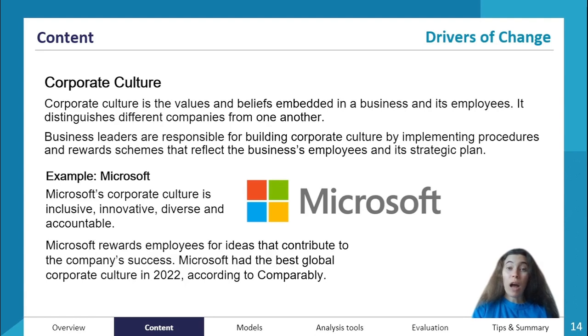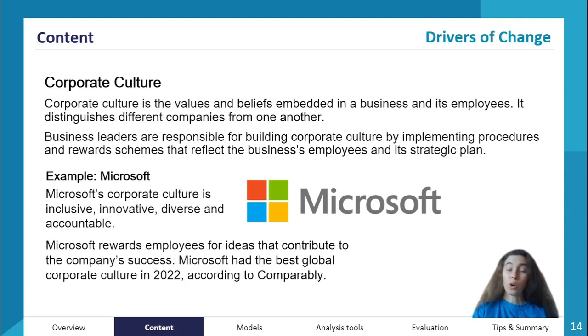So we've got a whole bunch of drivers of change. Those were some of the impacts of change. Drivers of change are what is pushing the change to happen. What could be happening in the environment that is resulting in that change being necessary. So one of these is corporate culture. And this is all about the values and the beliefs that are embedded in the business and, of course, its employees as well. So this is one of the aspects that's the internal kind of thing, the organizational culture or corporate culture. They are the same kind of concept.